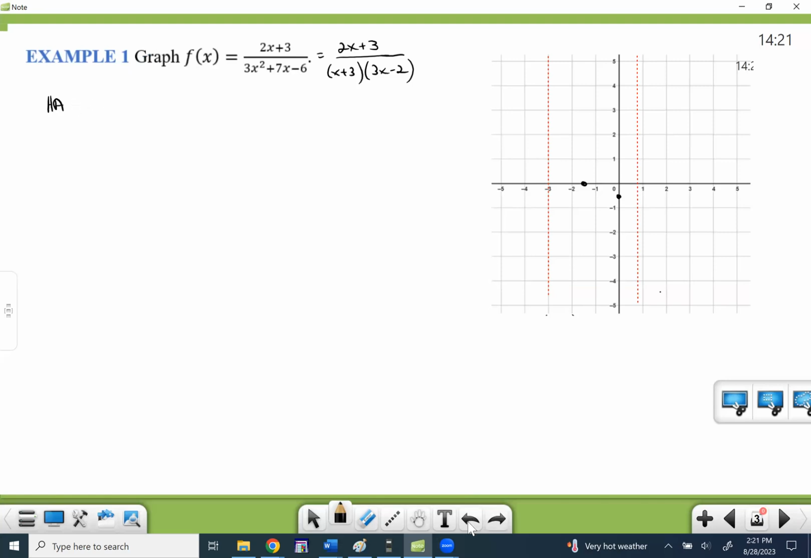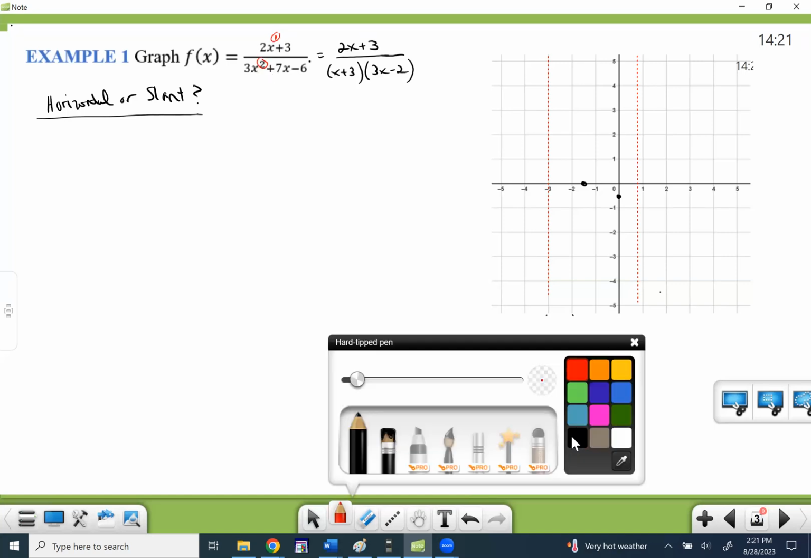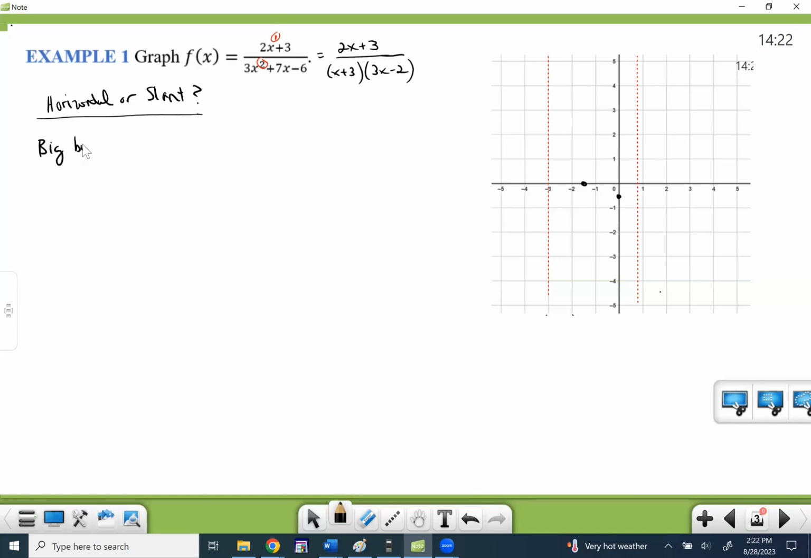Horizontal or slant? Remember that for the horizontal, we just compare the highest degrees, right? Well, it's a degree 1 over a degree 2. So this would be the case where the denominator is larger, right? Big bottom. Anytime that the denominator is larger, you have big bottom, it's always going to be 0.